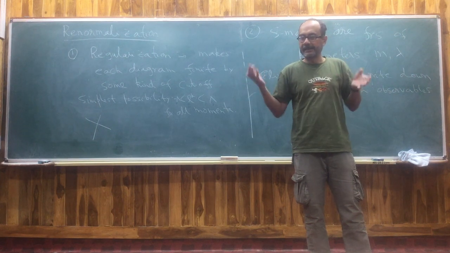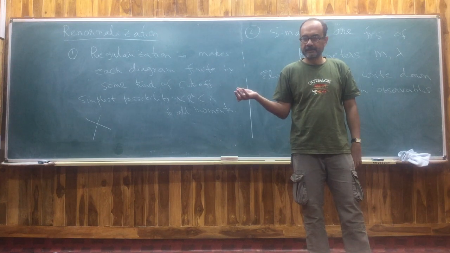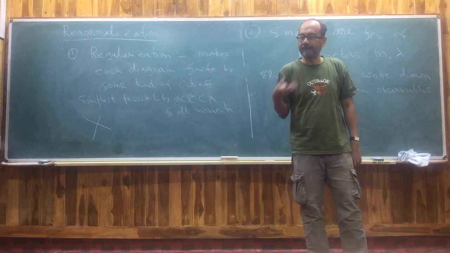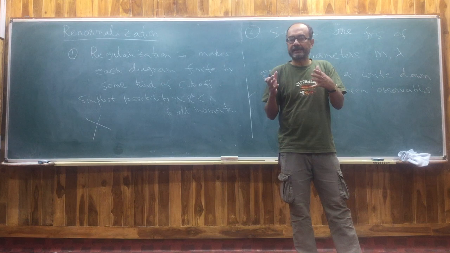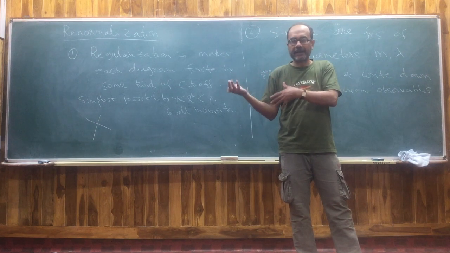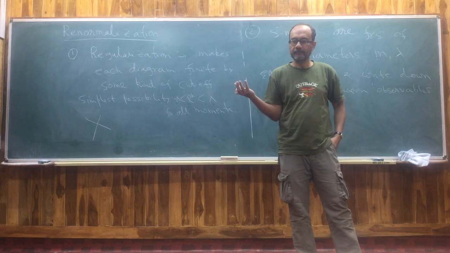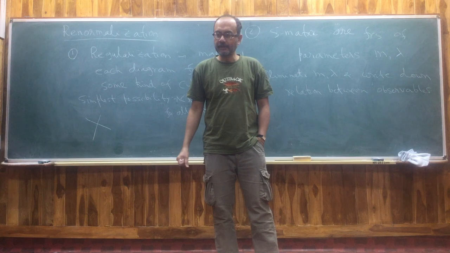Now you can ask, is this relation finite as lambda goes to infinity? Is this clear? This is a question that is different from asking whether the 5-point scattering expressed in terms of m and lambda is finite as lambda goes to infinity. So this coupling lambda and the cutoff lambda, they are different.